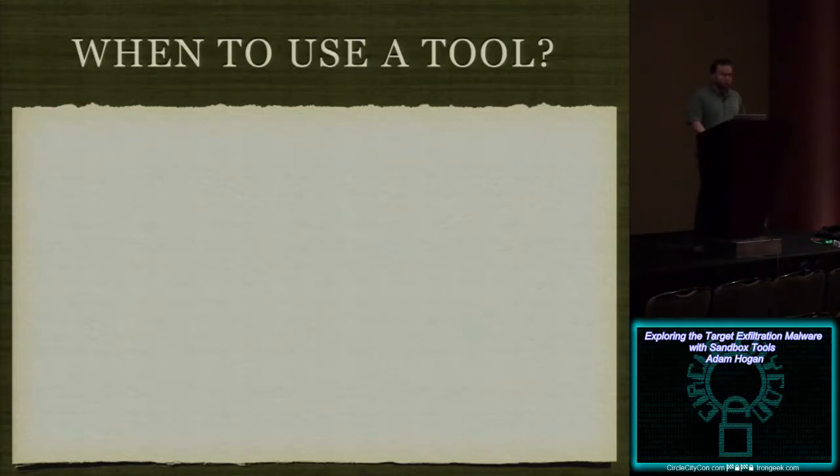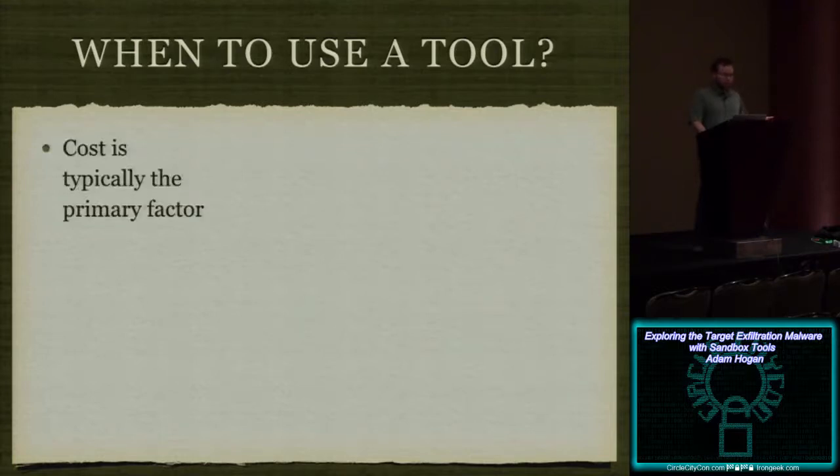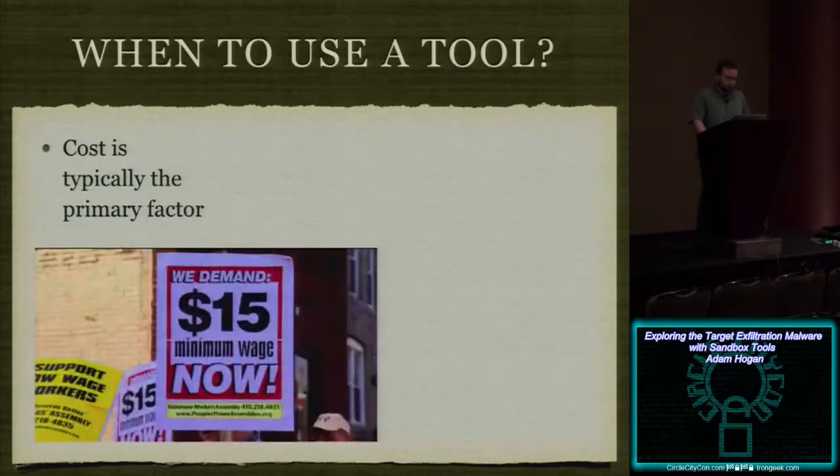All right, so when do we use a tool? So if some vendor's got a tool, they're trying to sell it to you. When are you going to use it? Well, when is a tool more appropriate? So at its fundamental economic level, cost is the primary factor, right? A few months back, we saw a lot of protests for fast food workers, right? For them to go on strike and say, hey, there needs to be a $15 minimum wage.